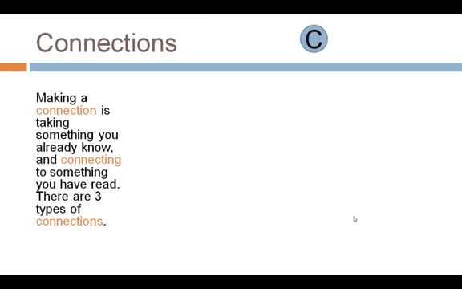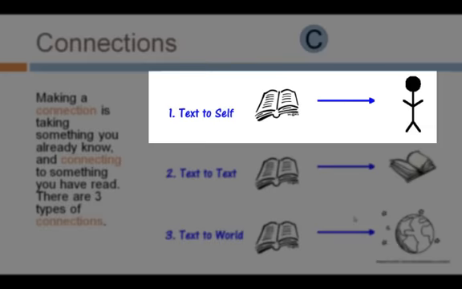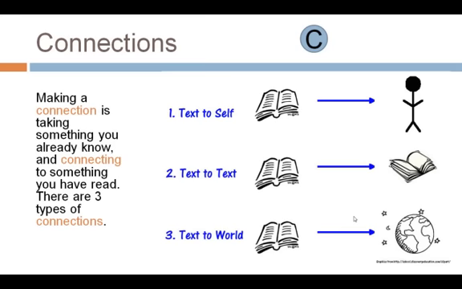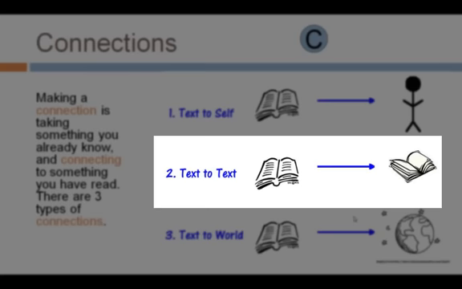Our next reading comprehension strategy is making connections. Note the symbol with the circle and the C. Making a connection is taking something you already know and connecting it to something you have read. There are 3 different types of connections we're going to take a look at. The first connection is text to self. This is where you take something in the book you are reading and connect it to something personal in your life. The second way to make a connection is text to text.